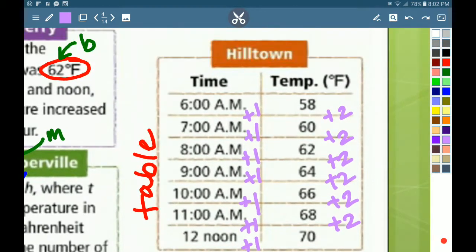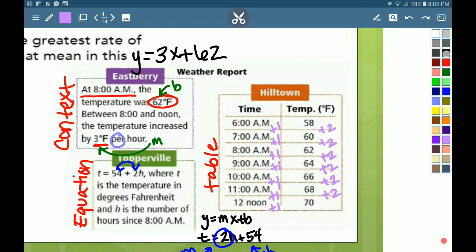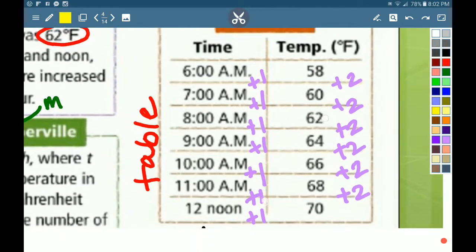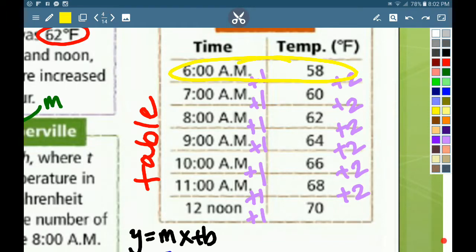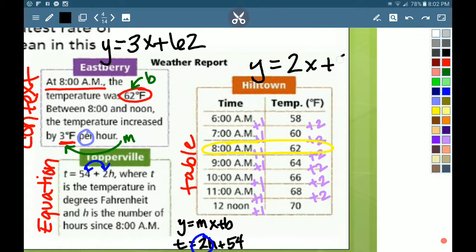So if I want to create an equation out of this, I would say y is equal to, my rise would be 2 over 1, so that's just 2x plus my initial value. Since we're starting at 8 o'clock, this is where this problem gets tricky. Don't go for this guy right there. Just because it's the first thing that's listed, that doesn't mean it's the initial value. It says we're going from 8 a.m. So where we would start looking at those temperatures should be at 8 a.m., which is 62. So I would say this equation is y equals 2x plus 62.